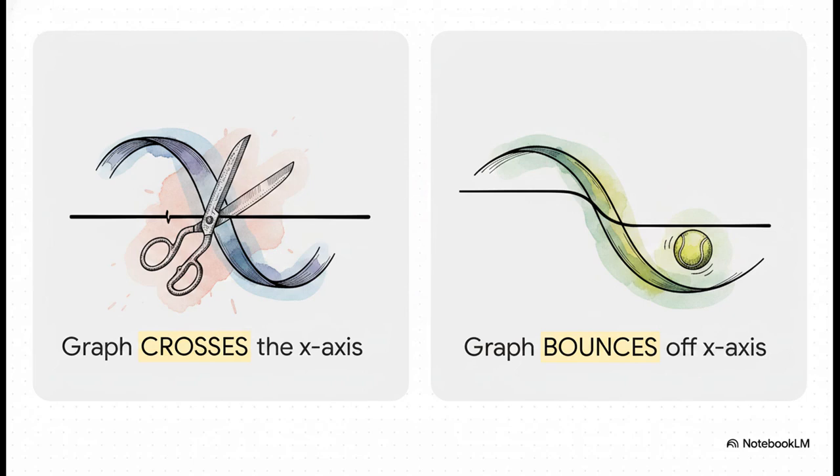And here's where our binary pattern recognition kicks in perfectly again. Odd means cross, and even means bounce. If the multiplicity of a factor is an odd number, like 1, 3, or 5, the graph slices straight through the x-axis at that point. Why? Because raising a number to an odd power allows the overall mathematical sign to change from positive to negative, or the other way around. But if that multiplicity is an even number, like 2 or 4, the math forces the output to stay positive no matter what. Because the sign can't change, the graph just comes down, touches the x-axis, and bounces right off, heading back into the same territory it came from.